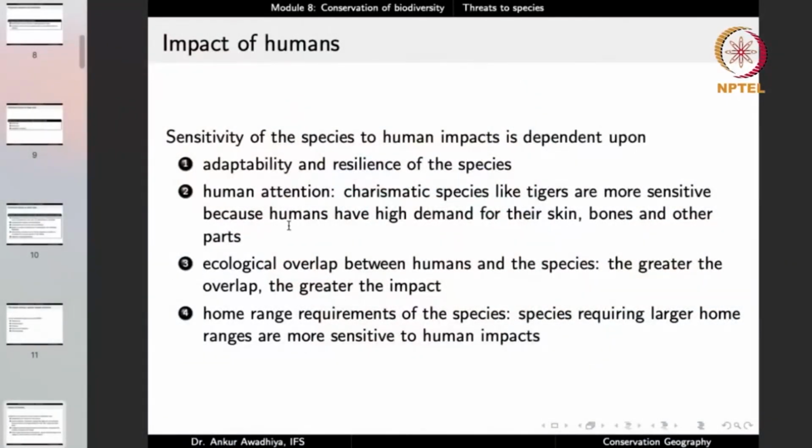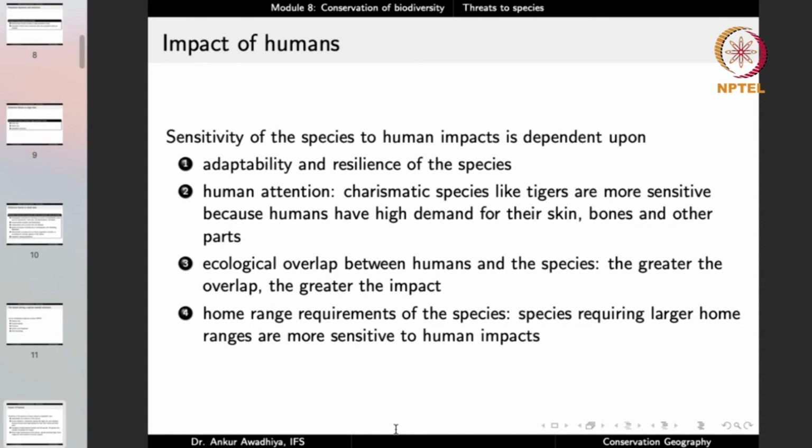Much more than those animals that were, say, living in the peaks of different mountains. Because humans have hardly any use of the peaks, they are difficult to go to. So the amount of ecological overlap also plays a role in the amount of impacts that humans have.